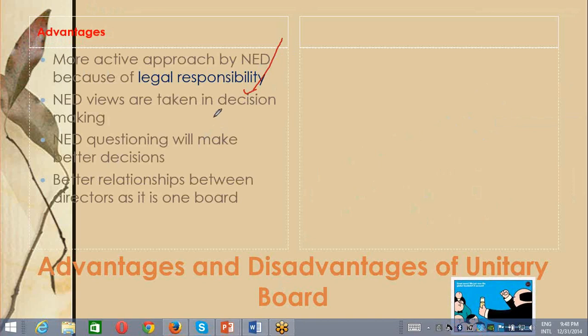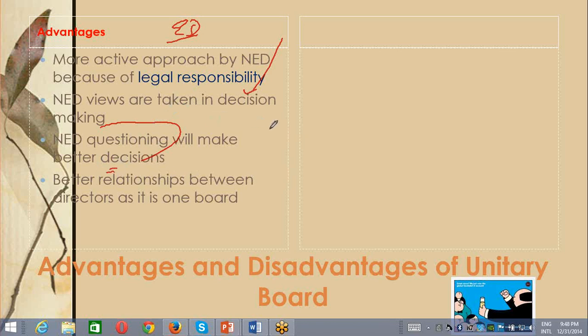Because it's one board, their views also will be discussed. The chairman will give them an opportunity to put out whatever they have to say. And NEDs are there basically to challenge the strategy. Who develops the strategy? The executive directors. But whatever strategy is developed is challenged by NEDs. How do they challenge? By questioning. Why do you want to do it like this? Why can't you do it like this? And it is not only a question of challenging, it is also assisting them to make a better strategy. Because of that, the ultimate decisions will be much better.